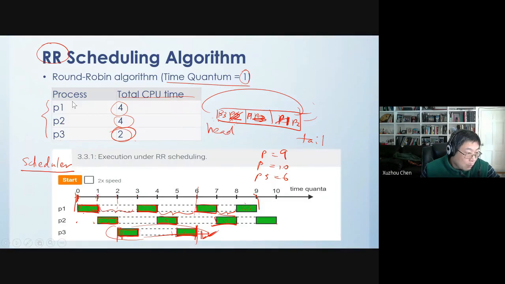So for process 1, the total CPU time is 4. Process 2 is 4. Process 3 is 2. Remember, we talked about this example. And the time quantum is 1.